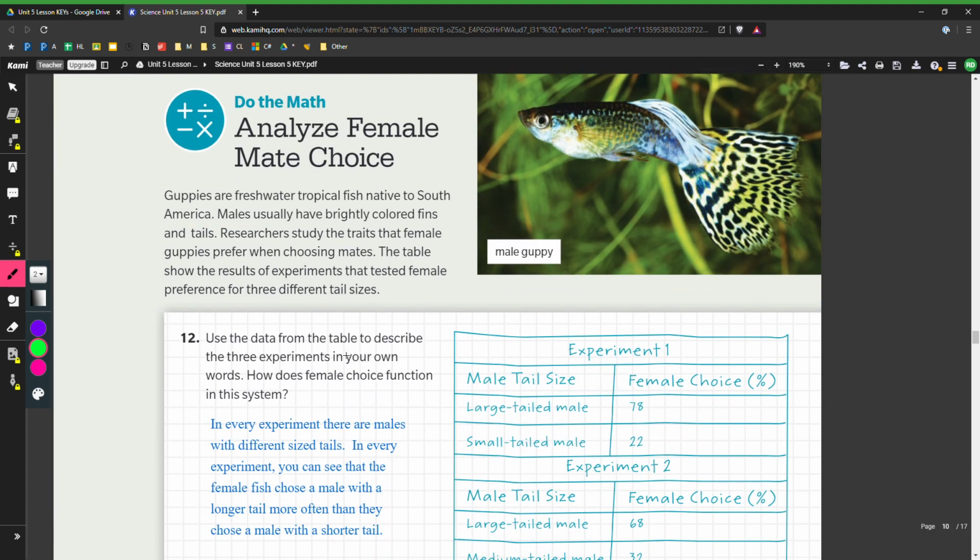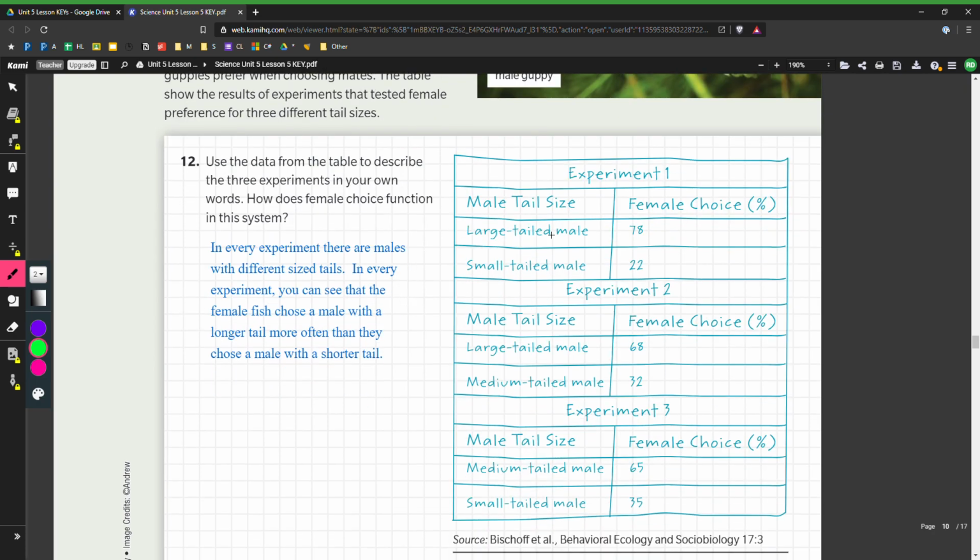Okay, and now we have this doing math for analyzing female mate choice, and it talks about guppies, and it has 3 experiments. It says use the data from the tables to describe the 3 experiments in your own words. How does the female choose? Why is the female choice what it chooses? So if you look at the first experiment right here, you have large and small-tailed males. You can see the large is 78%, the small is 22%. So more large-tailed were chosen over small-tailed.